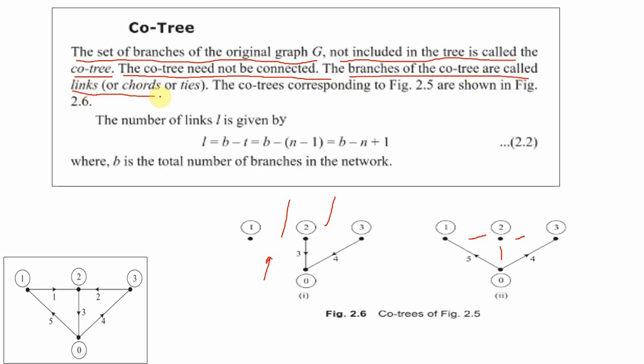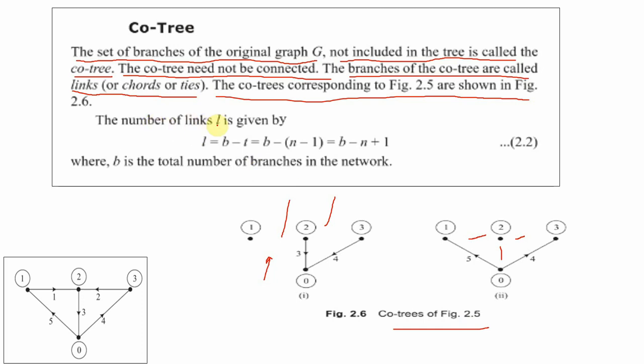Very important. In an MCQ based examination they may ask: the branches of the core tree are called, and give options like links, cords or ties, or all of the above. In that case your answer will be all of the above, right? The core tree corresponds to figure 2.4 as shown in the figure. So this I already explained.